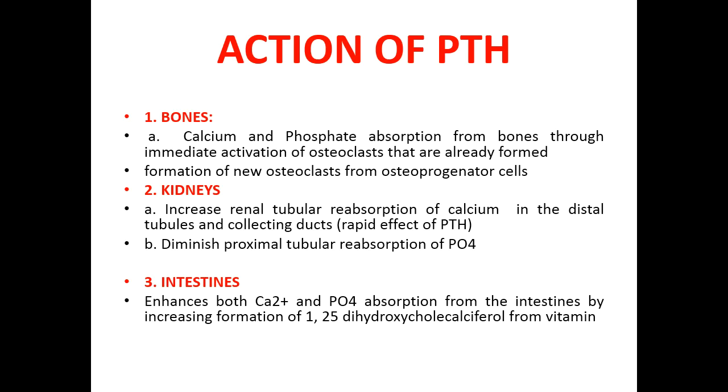In brief, we can highlight the important actions of parathyroid hormone on each organ. On the bone, it causes calcium and phosphate absorption from the bone through immediate activation of osteoclasts that are already formed, and also formation of new osteoclasts from osteoprogenitor cells. On the kidney, it will increase renal tubular reabsorption of calcium in the distal tubule and collecting ducts, and it will decrease the proximal tubular absorption of phosphate.